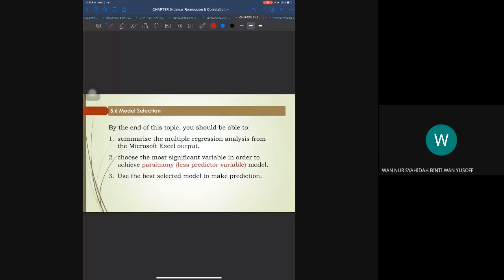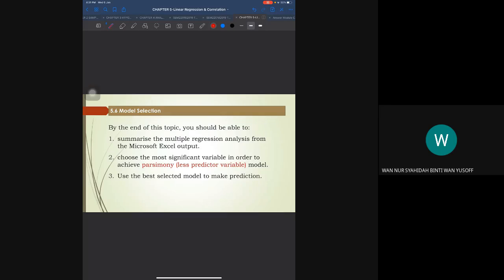Okay, by the end of this topic, you should be able to summarize the multiple regression analysis from the Microsoft Excel output. Okay, choose the most significant variable in order to achieve the parsimony model. So parsimony model means the model with the least predictor variables.